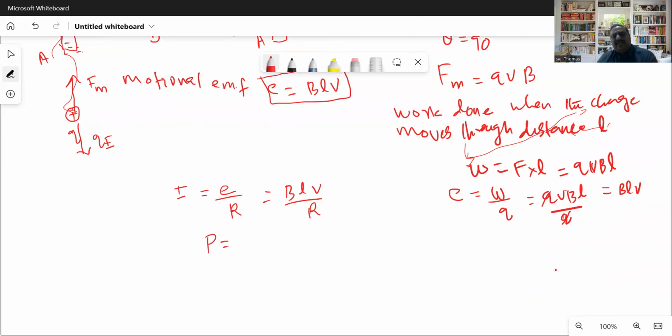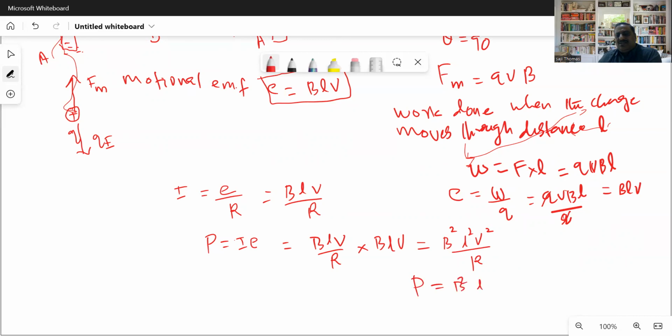Then power equals E into I. I is BLV by R, into E is BLV. So what will be the equation? B square L square V square by R. This is the equation for the power. This power is lost as heat in the conductor. You know, when the induced current passes through the conductor, due to the resistance, heat is developed. So power is B square L square V square by R.